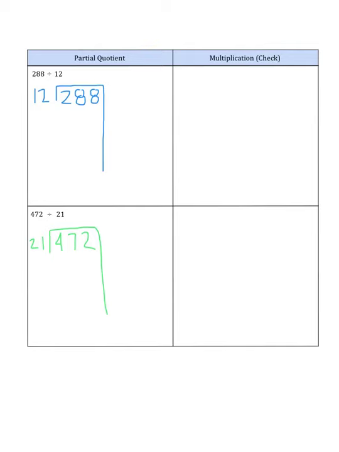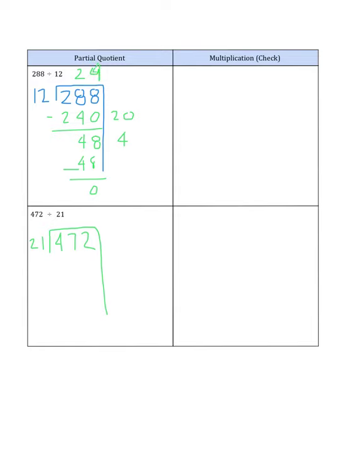So if I said, well, how many times is 12 going into 288? Well, we know that 12 20s is 240. Then we still have 48 left over, right? And then we know 12 times 4 is 48. So in other words, 288 divided by 12, or how many groups of 12 are in 288? There's 24.